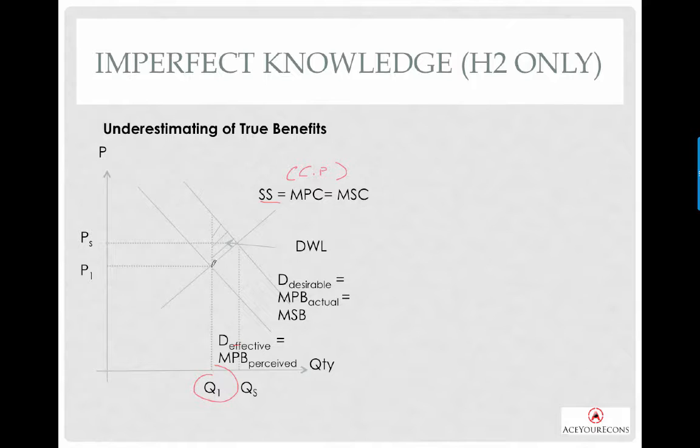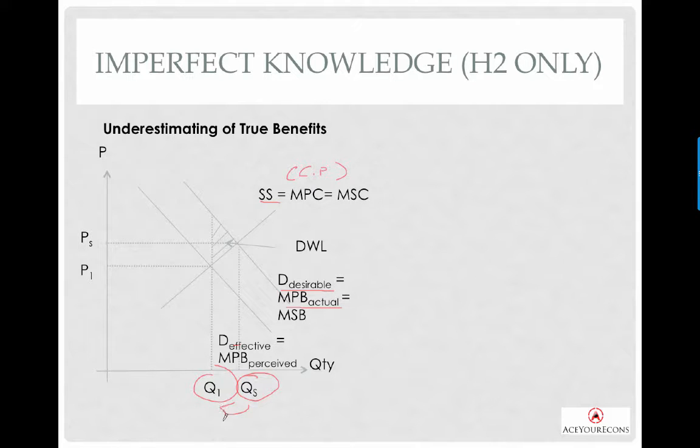So you realize that people perceive the benefits of education to be lower as compared to what it actually is, the actual private benefit, or the desirable amount by the society. The society wants more education to be consumed. The actual benefits of consuming education are much higher. And when you consider that, your socially optimum outcome is at QS instead of Q1.